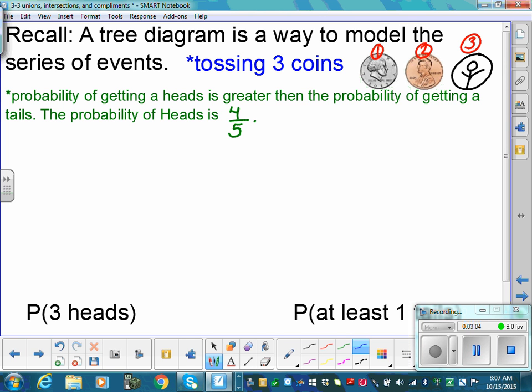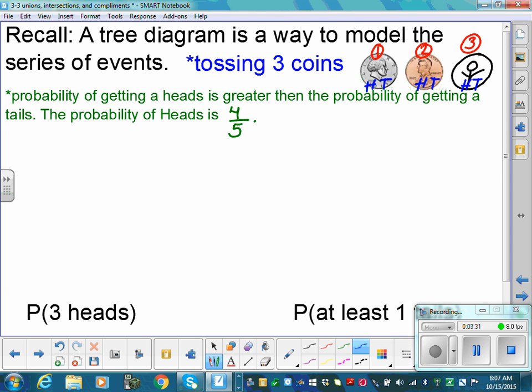First of all, event 1 is tossing a coin. It doesn't matter what kind of coin. Event 2 is tossing another coin, getting heads or tails. Then tossing a third coin, getting heads or tails. A tree diagram is just a way to see the order and the number of different ways you could get heads and tails with all 3 coins.